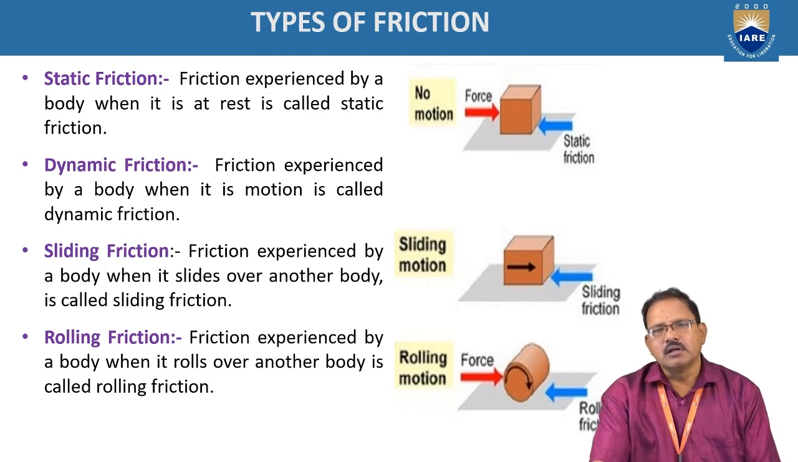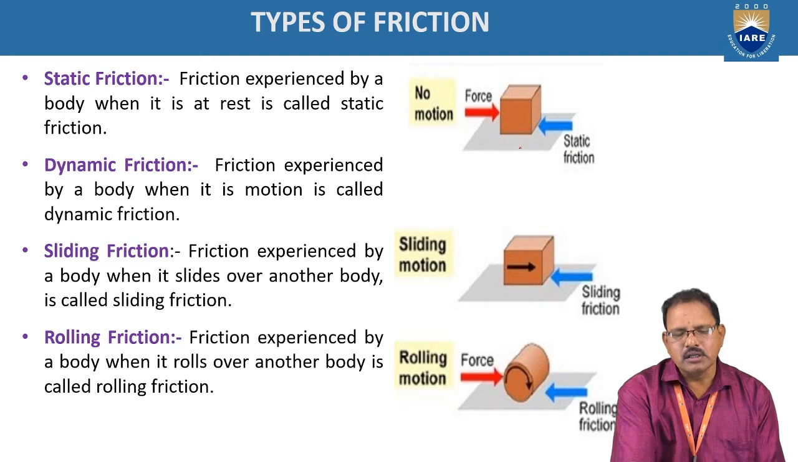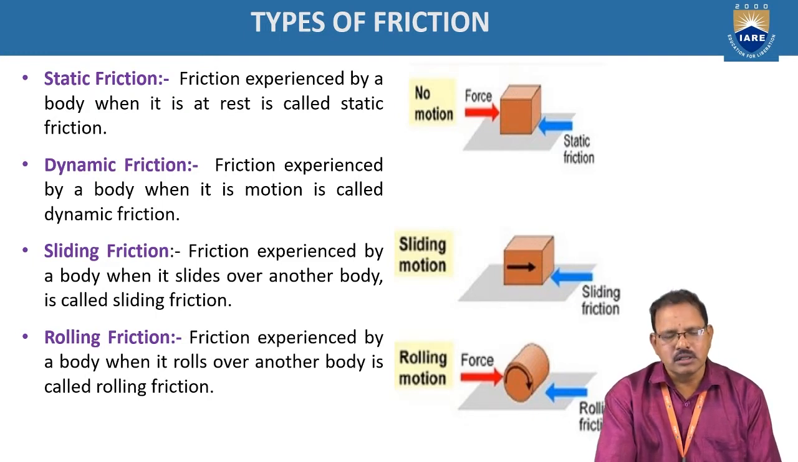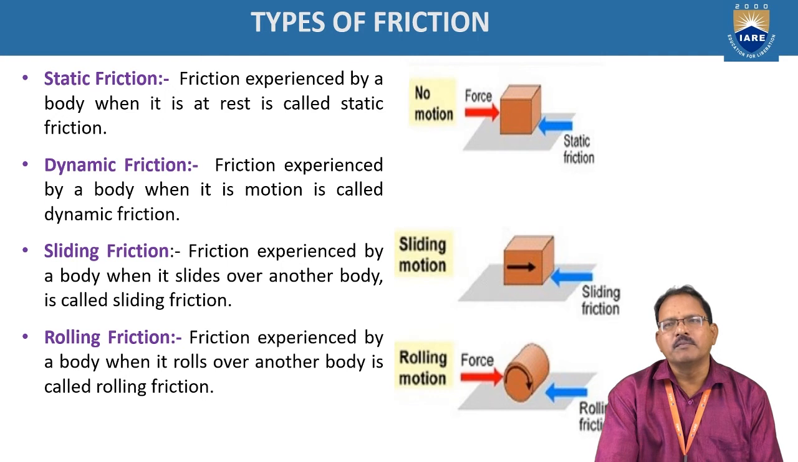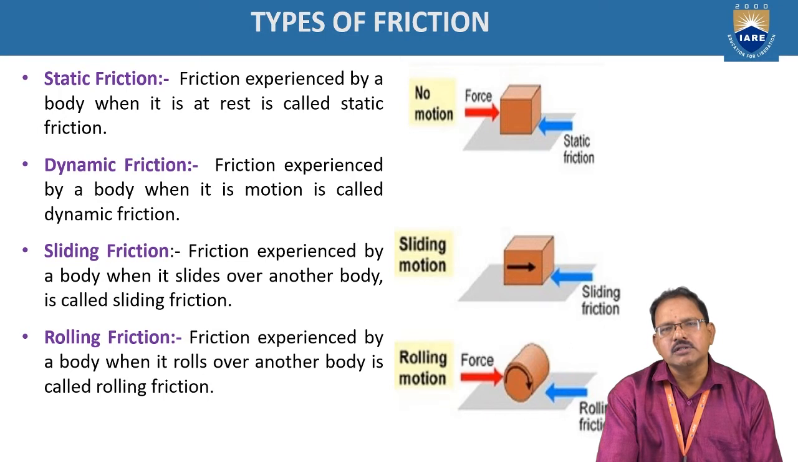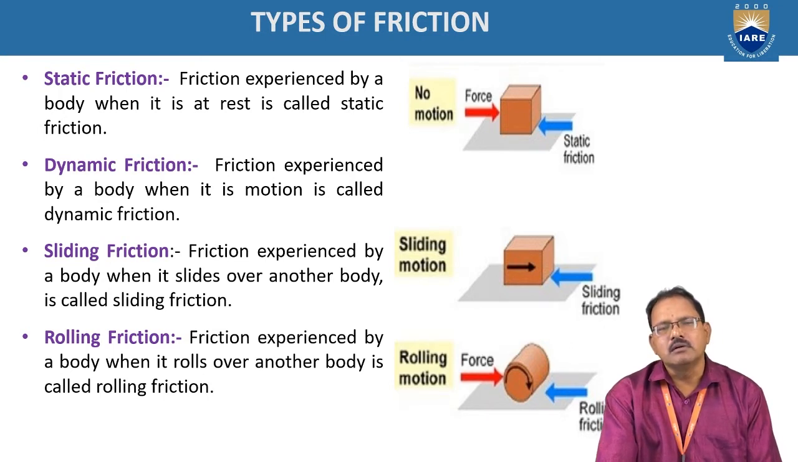In figure number 1, the force is applied on a stationary body. The frictional force also increases, depending on the magnitude of the applied force, up to a certain limit. After that, the body tends to move in the direction of the applied force. At that moment, the frictional force between the two contact surfaces is the maximum frictional force, also called limiting friction. So the frictional force which exists when the body is at rest, about to start moving, is called static friction.